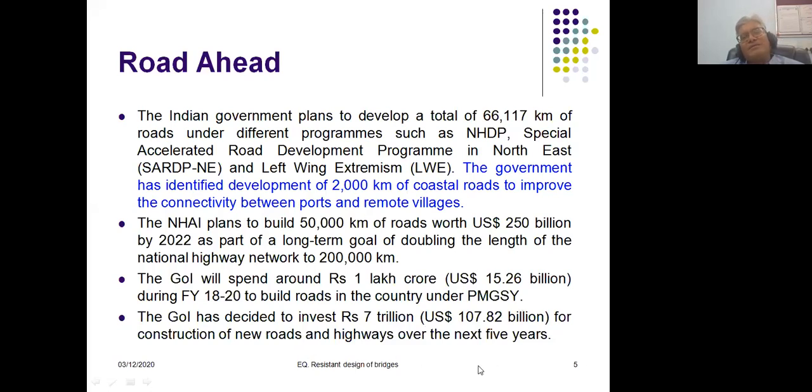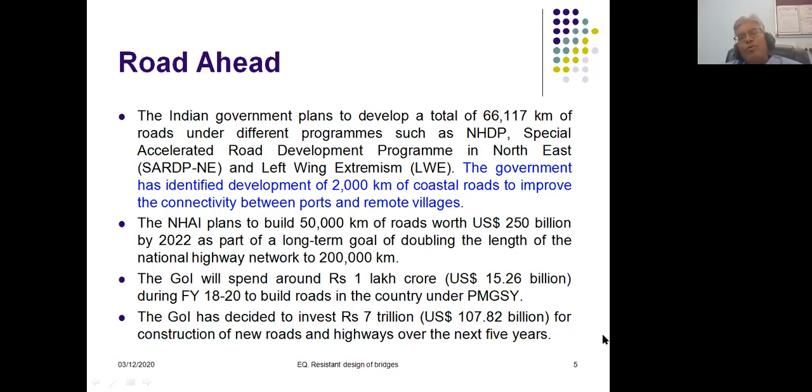the next 5 years. So from the economics of the road sector, government initiatives and road ahead, we can see that a large amount of funds is going to be invested in this sector. And that is why it is necessary to build bridges, because when we are talking about roads along the entire stretch, there will be a lot of obstacles, and wherever there are obstacles, we need to pass these obstacles by providing bridges, culverts. So these are the different alternatives to cross the obstacles. That is why you can see a large amount of funds is to be invested in this area.